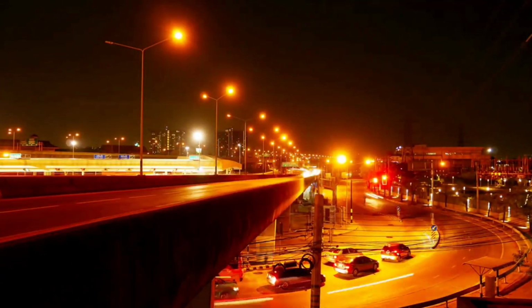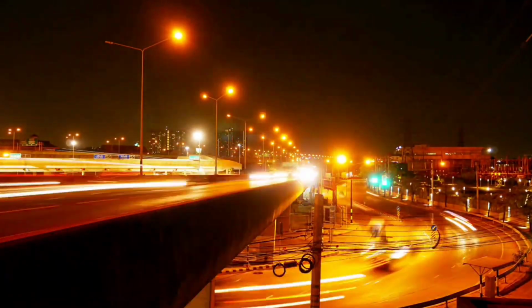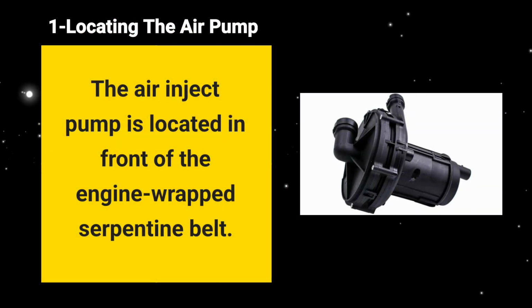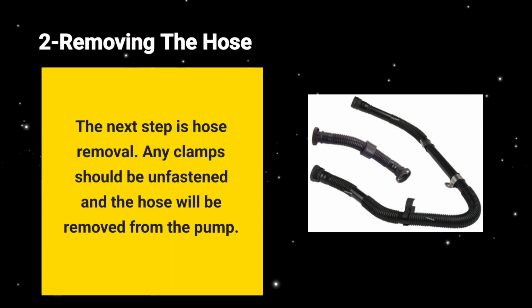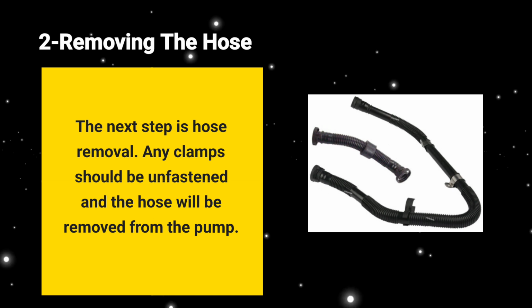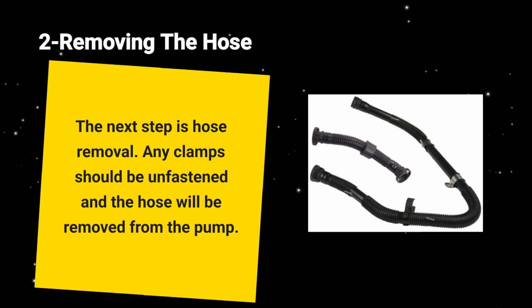Let's see how to replace an air injection pump step by step. Step 1. Locating the air pump. The air injection pump is located in front of the engine, wrapped by the serpentine belt. Step 2. Removing the hose. The next step is hose removal. Any clamps should be unfastened, and the hose will be removed from the pump.